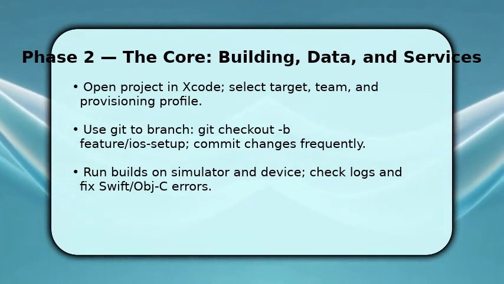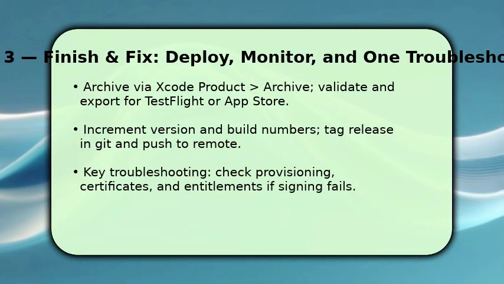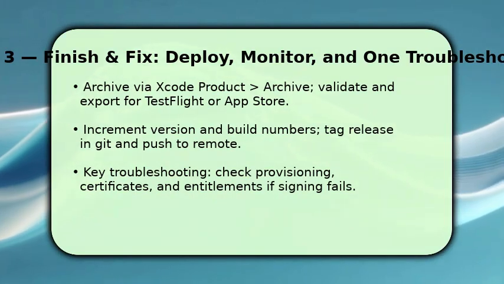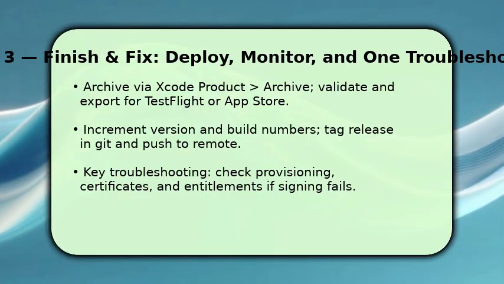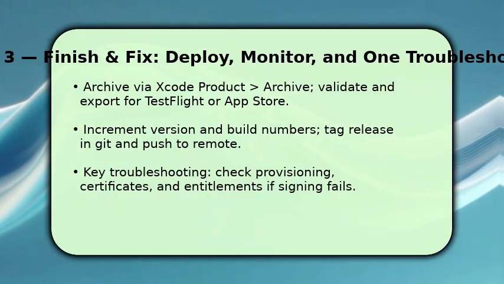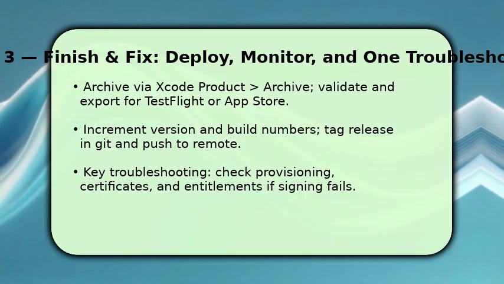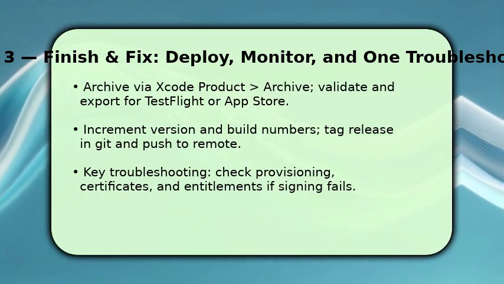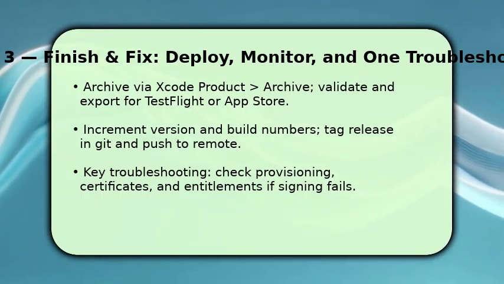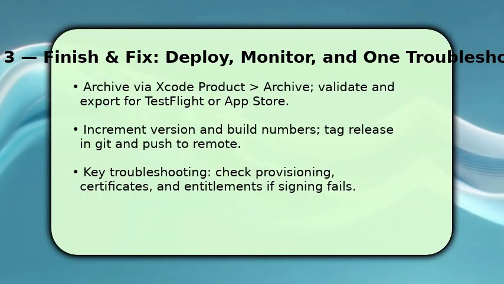You finish by producing distributable iOS code and handling failures. Archive the app in Xcode using Product > Archive, then validate and export for TestFlight or the App Store. Increment version and build numbers before export so releases stay consistent. Tag the release in Git and push your branch.